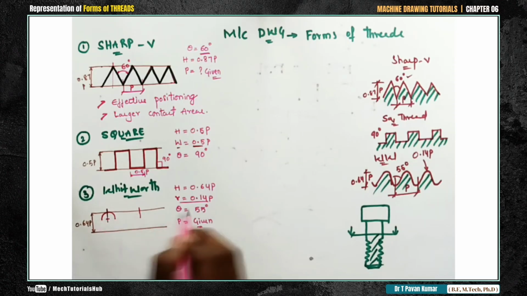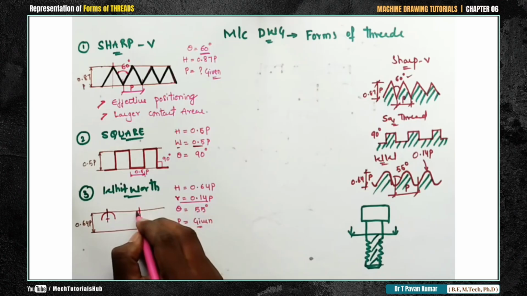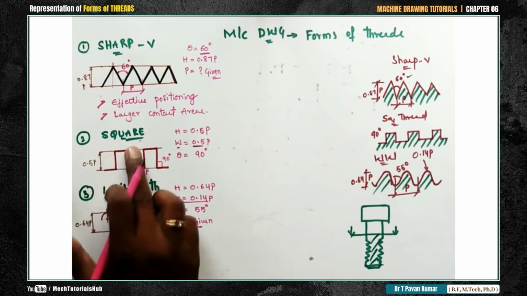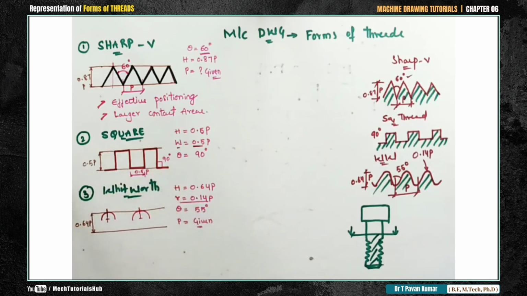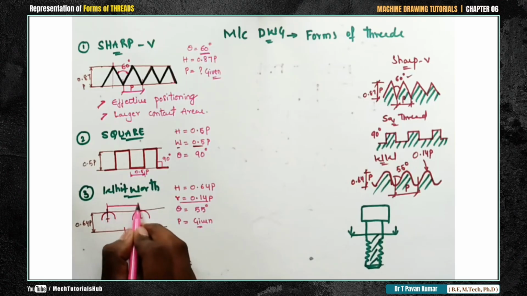Obviously it will maintain an angle of 55. If you could manage this way, it will. If you justify any two dimensions, the third will be automatically managed. If you consider these two, this will get managed. Now we have considered H and r, theta will get managed. If you cross check, that will obviously maintain the same angle.